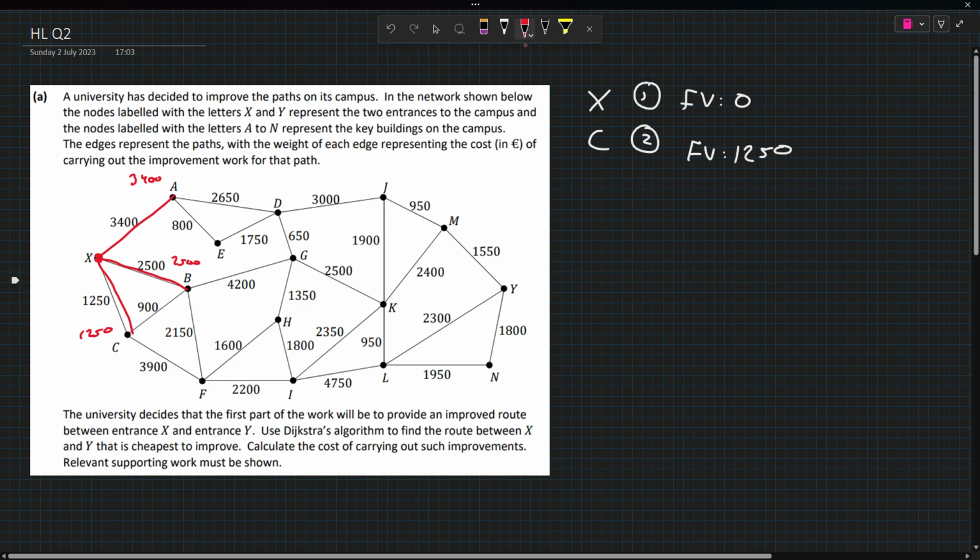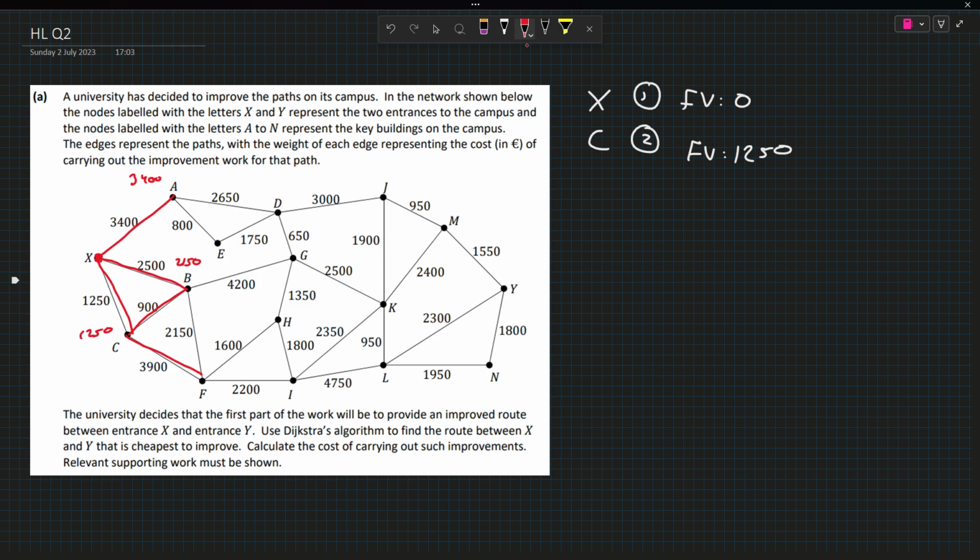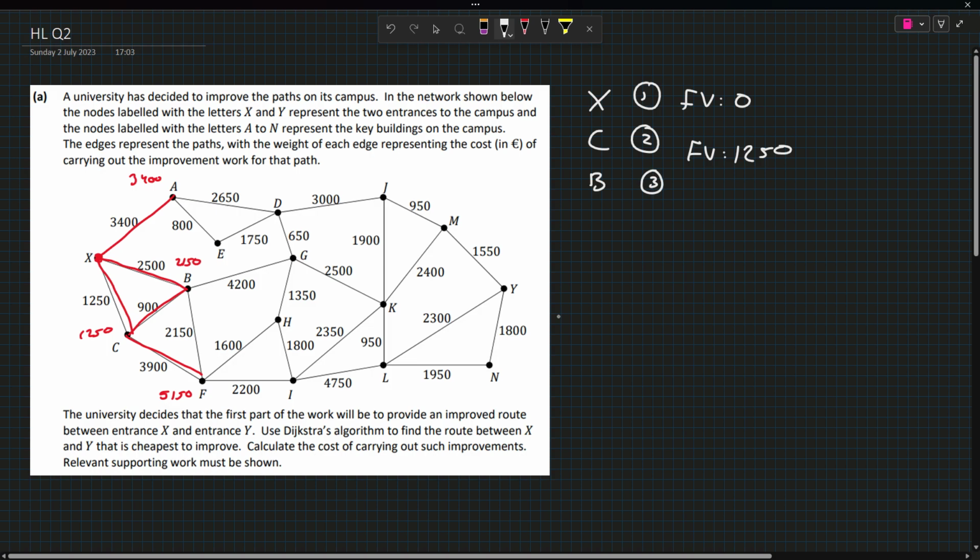Now, we can go from c to b, which is an extra 900. So 1250 plus 900 is 2150. So we can actually erase this off. So this is 2150. Or we can go to f for 3900, which is 5150. Now we can't make any more progress, so we're gonna have to select the next shortest one, and that's gonna be b. So b has priority 3. Final value of 2150.